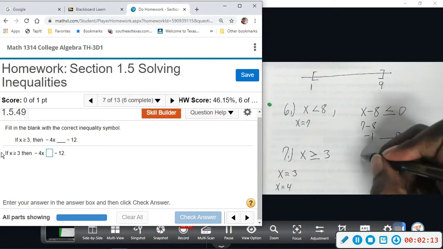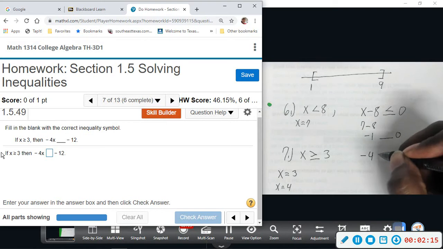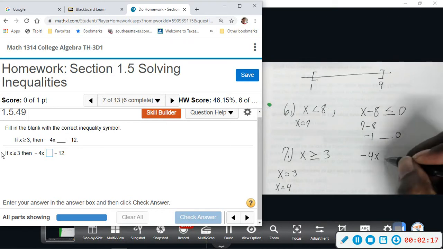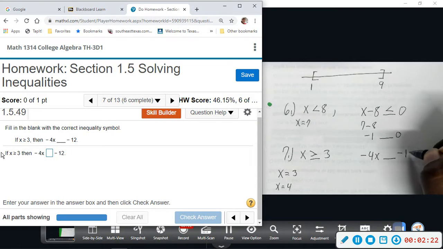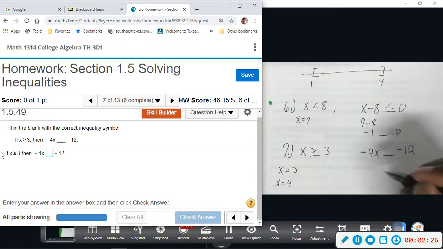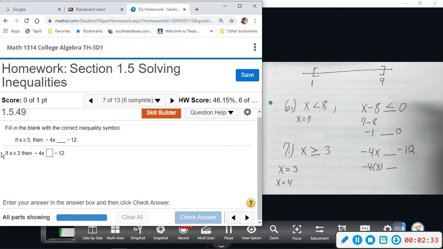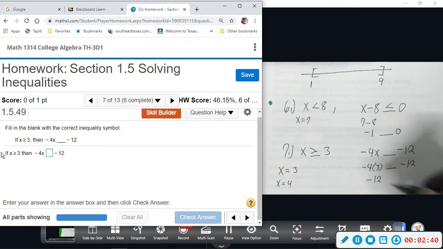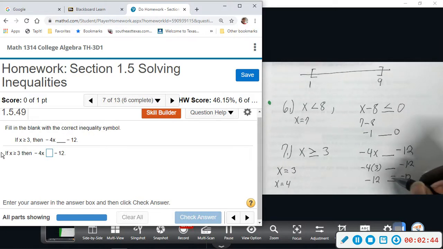So if I have negative 4 times x, what is that when I compare it to negative 12? And since we have equality, you have to think about both cases. First I'm going to do 3. So negative 4 times 3. What is that compared to negative 12? Negative 4 times 3 gives me negative 12, compared to negative 12. They are equal.